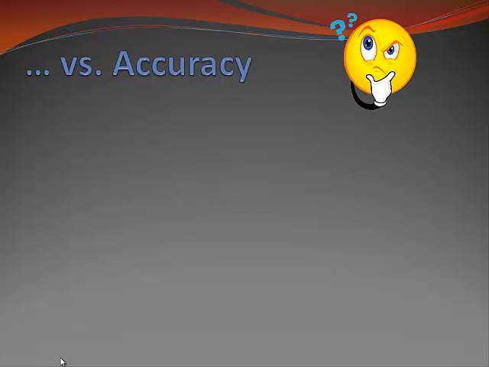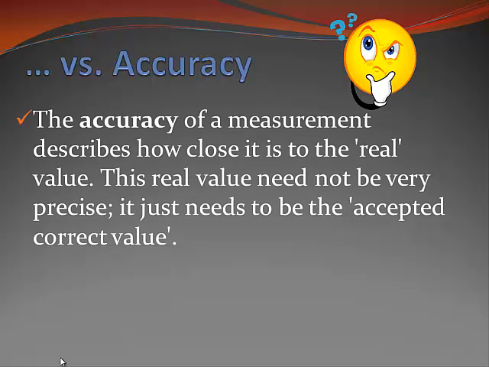So let's compare that to accuracy. Like I said, accuracy and precision quite often get used interchangeably, but they mean very different things for us. The accuracy of a measurement describes how close a measurement is to the real value. The real value need not be very precise. The units of the real value might actually be huge.